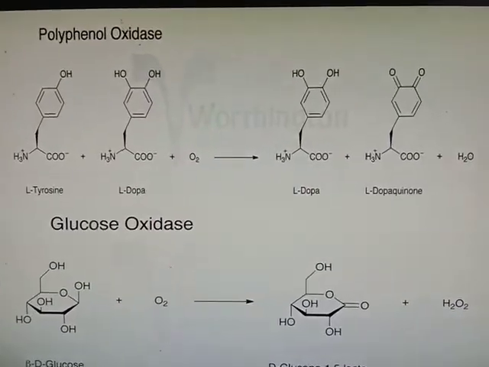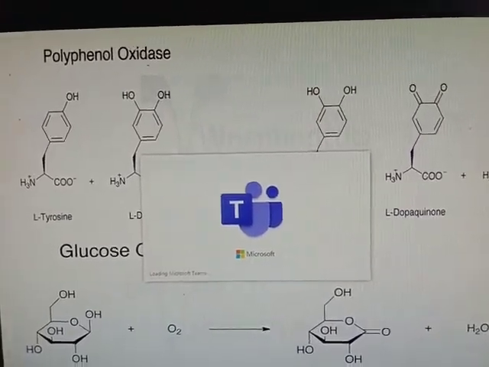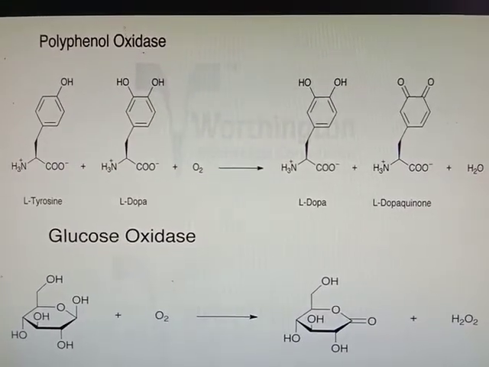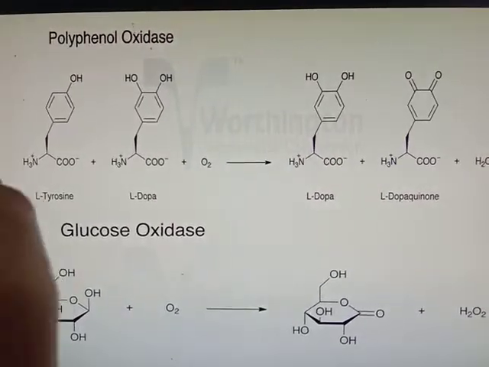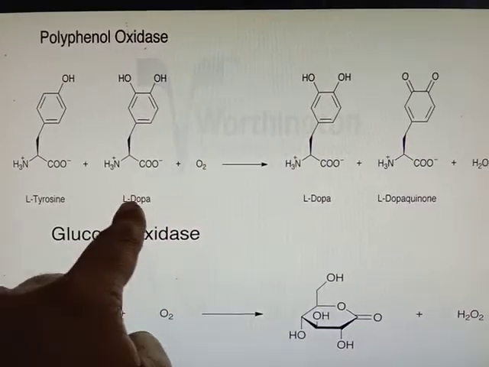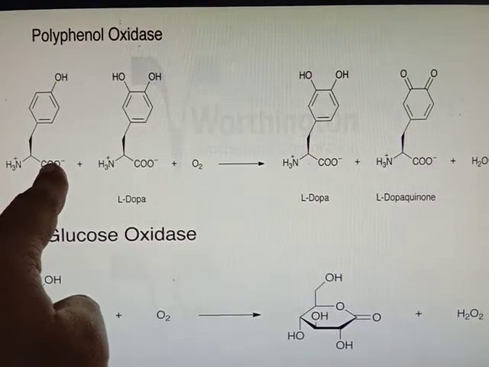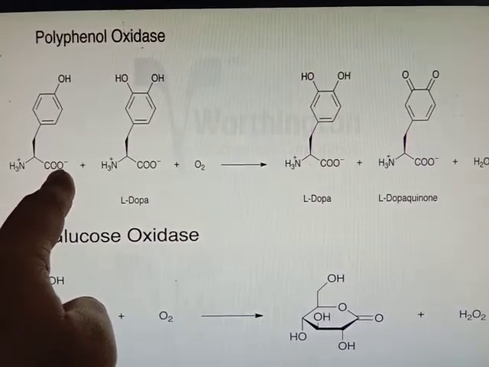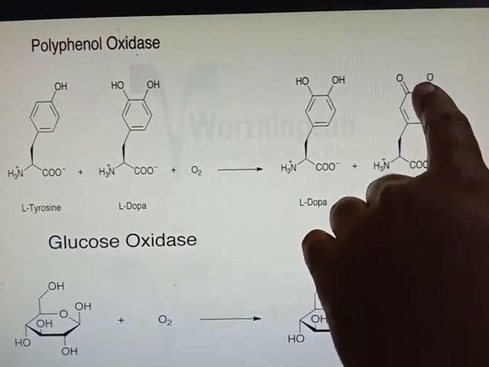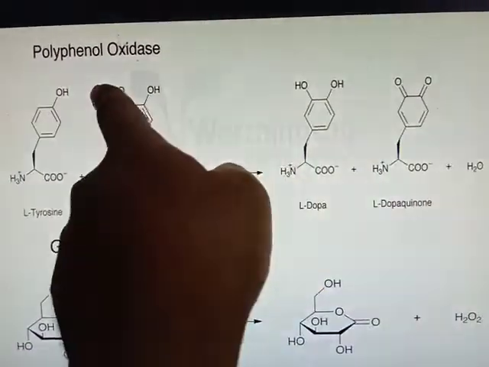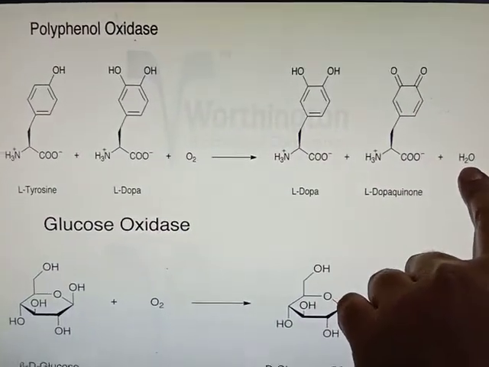Now we will see examples of oxidase enzyme. Here you can see one is L-tyrosine and another is L-dopa. Here tyrosine is donating its hydrogen and taking oxygen. So here you can see there is no hydrogen in this place. Hydrogen is donated to the oxygen.